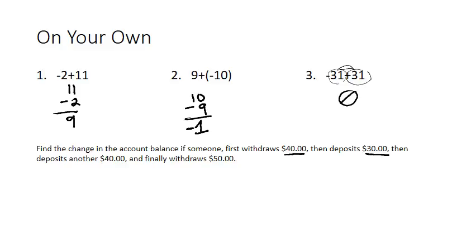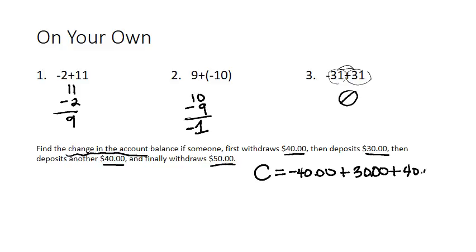then deposits $30, then deposits another $40, and finally withdraws $50. So we want to find the change in the account. So the first thing that we're going to do is write down an equation of change equaling first a withdrawal, and that withdrawal is going to be negative, so that's negative 40. And then we're going to add that $30. And then we're going to add another deposit of $40. And then we're going to finally withdraw $50, which means we're adding a negative 50.